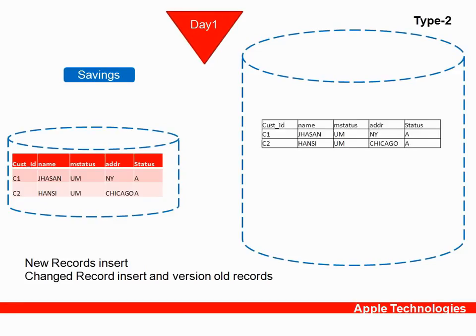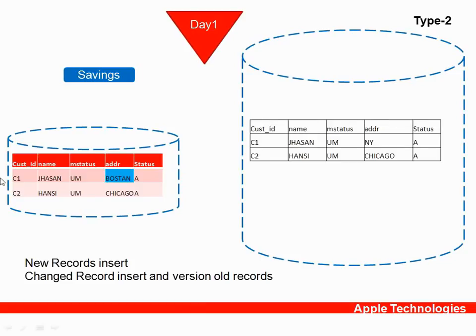After a few days, the customer address changes. C1, previously she was staying in New York, has now changed her address to Boston. Since there is a change, if it is type 1, what will we do? I will take this Boston and update it here as Boston. Both will be the same. The changed record will be updated there.